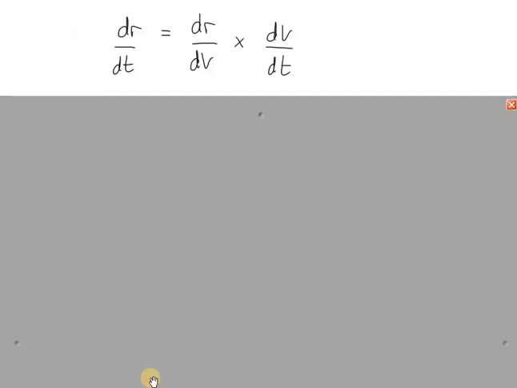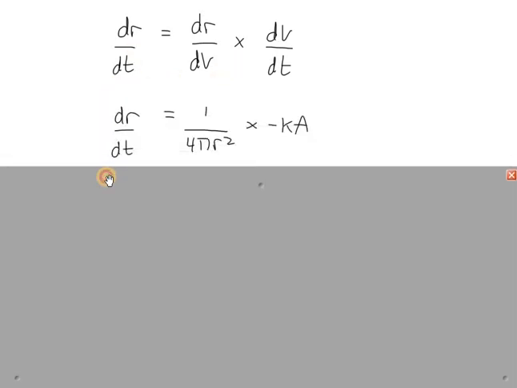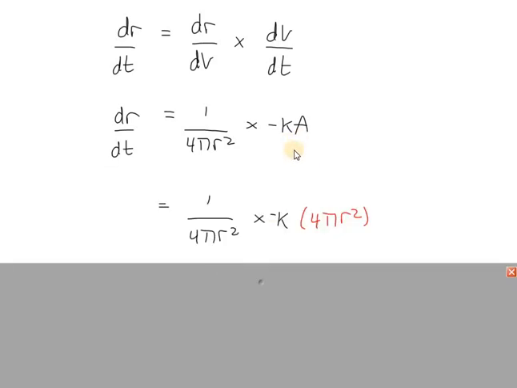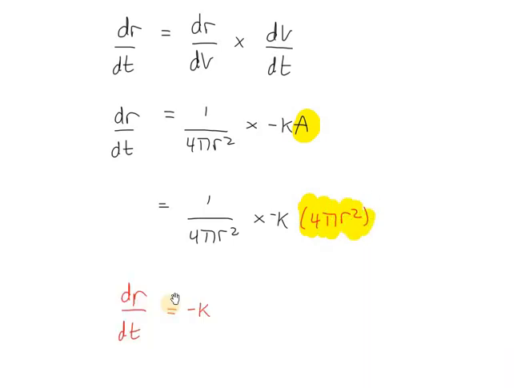So we set up the chain rule, substitute in, and A is equal to 4 pi r squared. Simplifying, so r is changing at a constant rate, it's decreasing at a constant rate. For practice, try these questions.